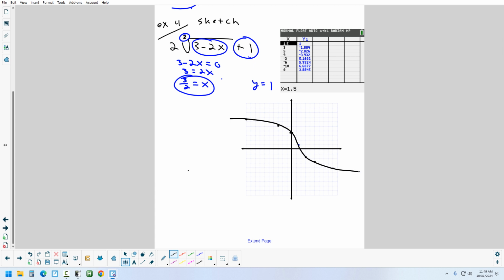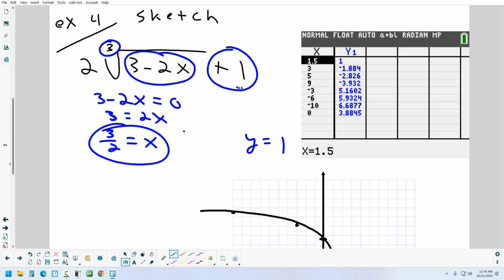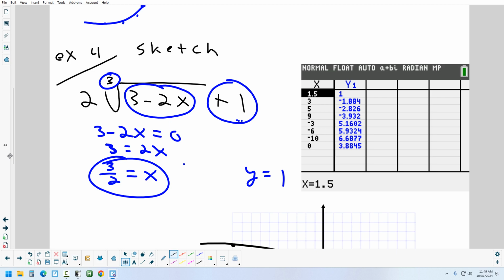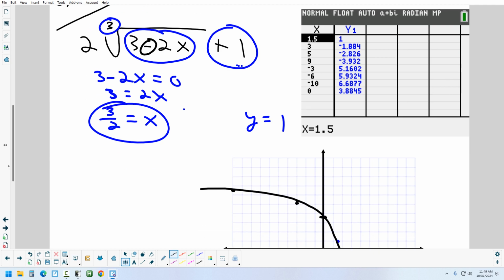Notice it doesn't look like the cube roots I was doing earlier. All these cube roots earlier looked like that. Why does that one have a different look to it? What in our problem caused it to look like that compared to looking like that? Yep, that's a reflection. That's a horizontal reflection. That's why it looks the way it does. Any question on that? Okay.